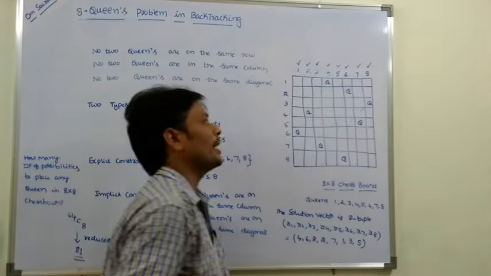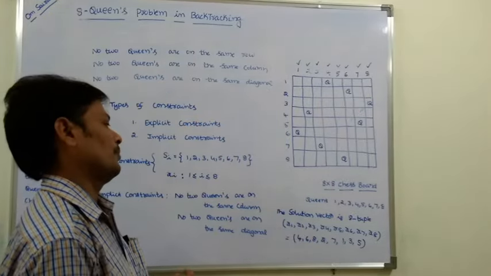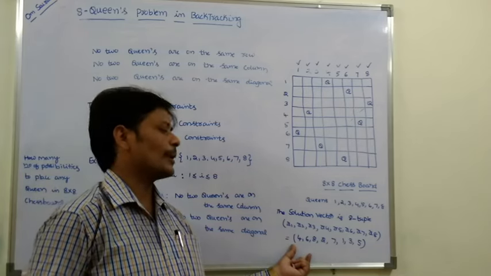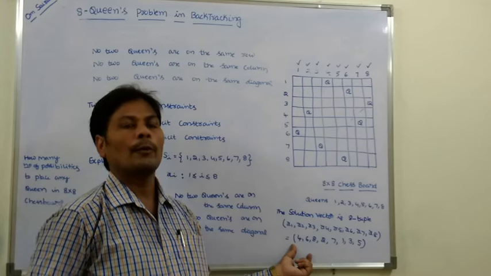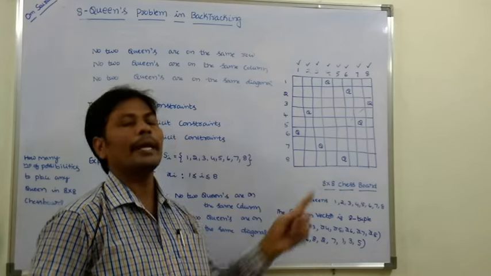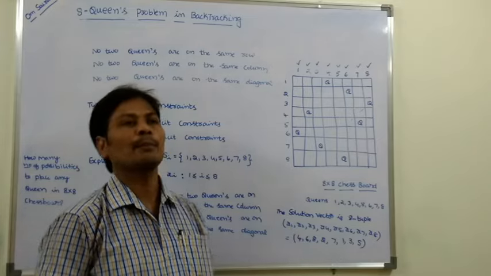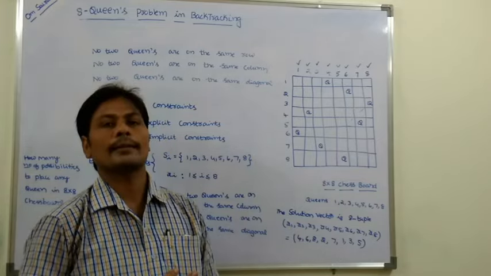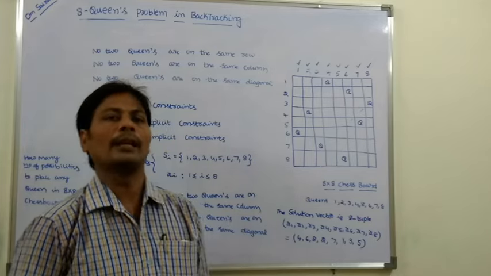Okay, so 8 queens can be placed on an 8 by 8 chessboard. This is the final solution for the given 8 queens problem, while we are placing 8 queens on an 8 by 8 chessboard such that no two queens are on the same row, no two queens are on the same column, and no two queens are on the same diagonal.